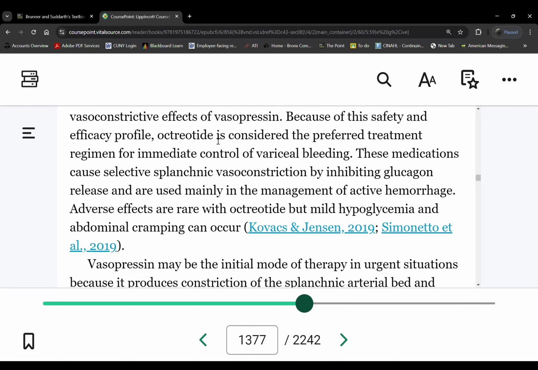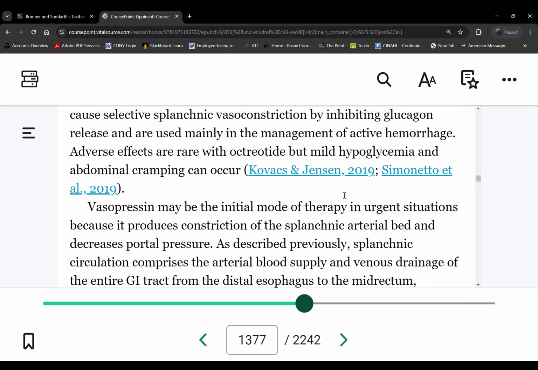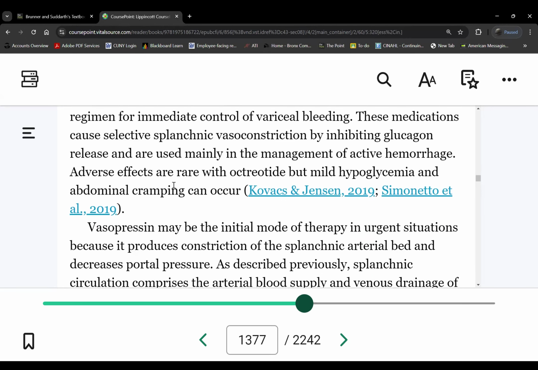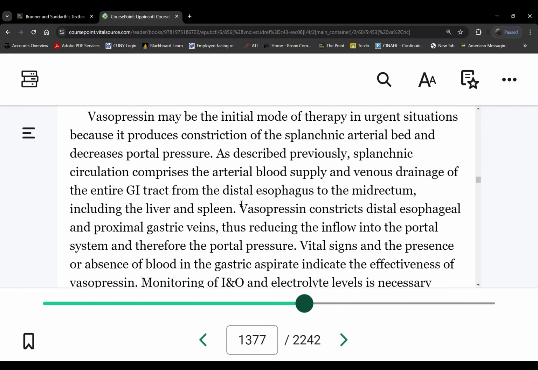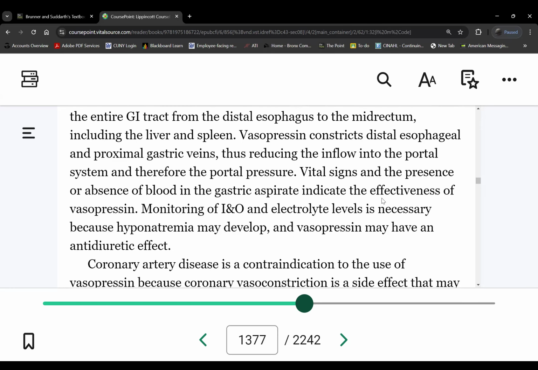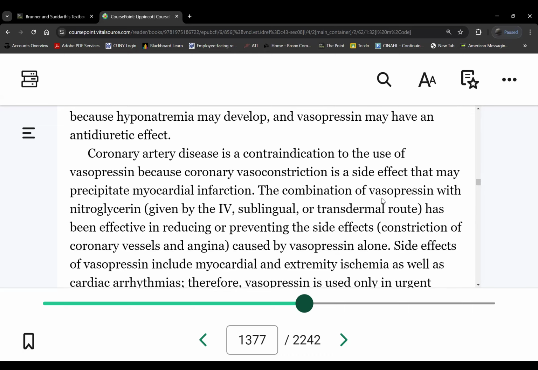So that's what octreotide is used for. And these are the side effects: mild hypoglycemia, and abdominal cramping or bloating also. So that's the drug we use.